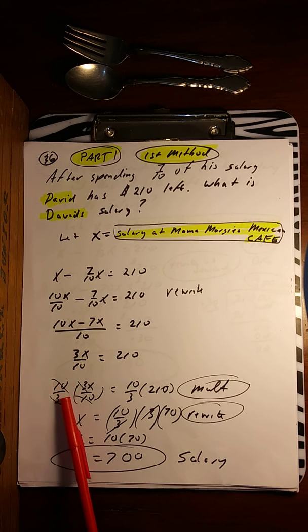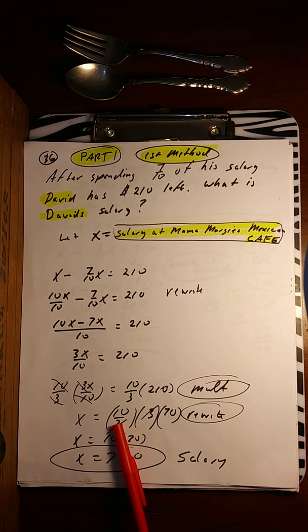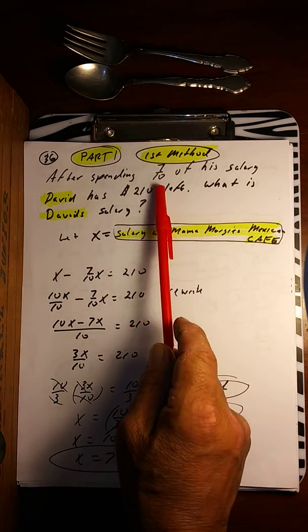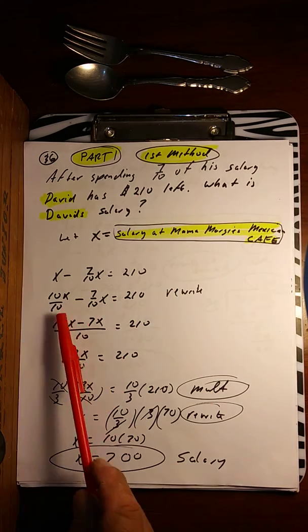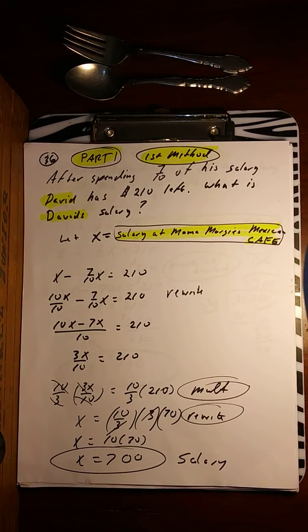Multiply by the reciprocal, see? 3 over 10, 10 over 3, 10 over 3. These are gone. So now this one is 3 times 70. I rewrite it. 3 and 3 cancel. So we have 10 times 70, 700. So he makes a $700 salary, and he spent 7/10. That's what he has left over because he has 3/10 left over. Now, this is one way to do it. What's another way to do it?